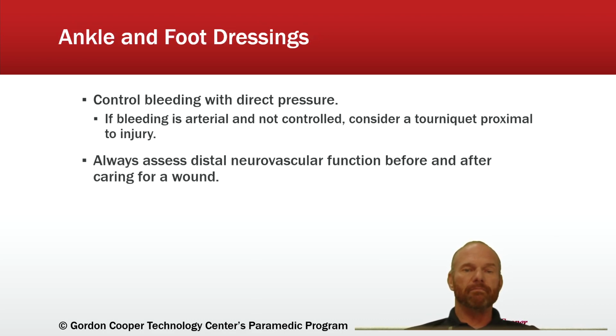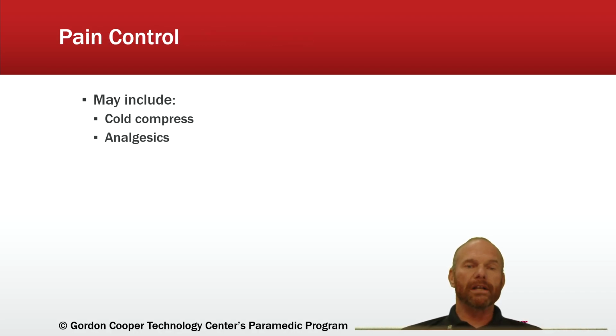Ankle and feet, apply direct pressure to control bleeding. And then if it's arterial and not controlled by direct pressure, you may need to move on to a tourniquet proximal to the injury. So, obviously it's going to go above the injury. When we're talking about that tourniquet, you want to use whatever your local protocol is. Obviously, you go back to that.